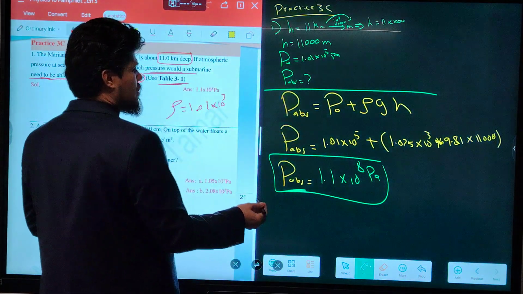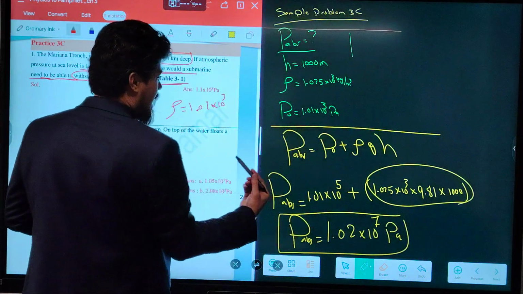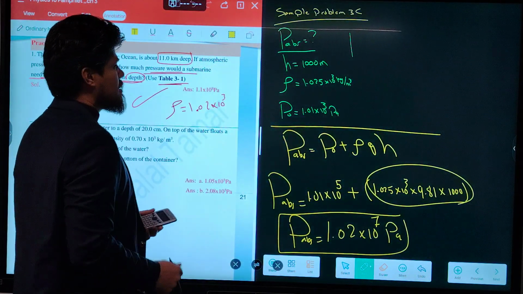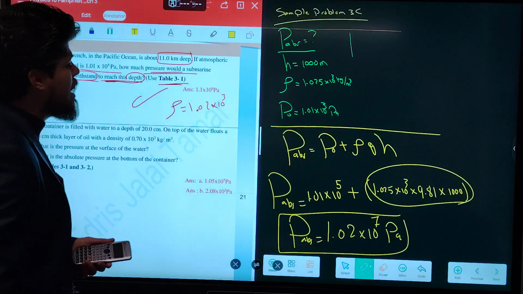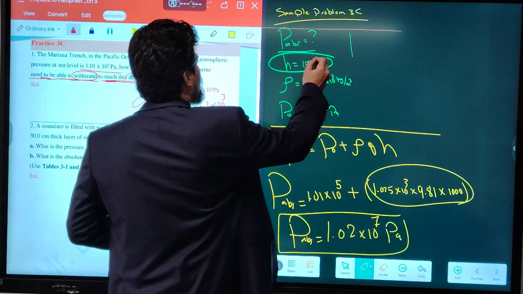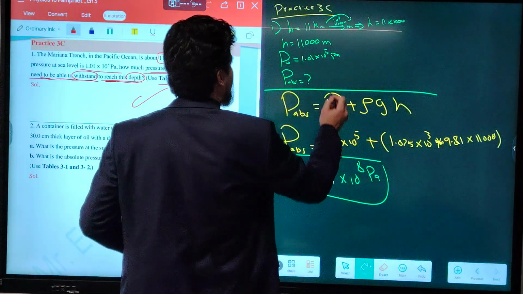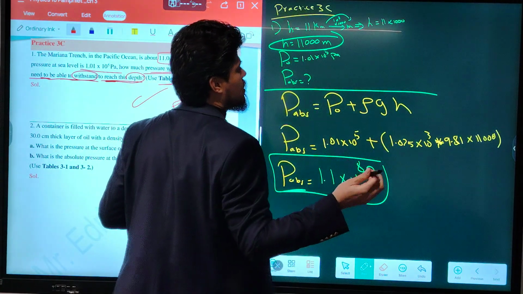Why is this absolute pressure more than the absolute pressure of the previous question? Why is the absolute pressure of question 1 in practice 3C more than the absolute pressure of the sample problem? Because it has more height. The height there is 1,000 meters, but in this question, the height is 11,000 meters.